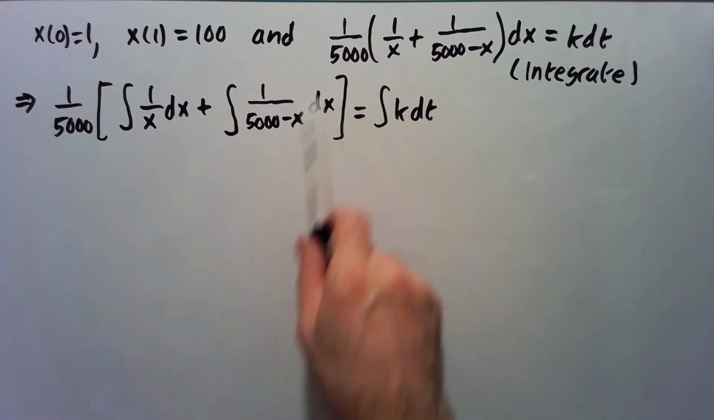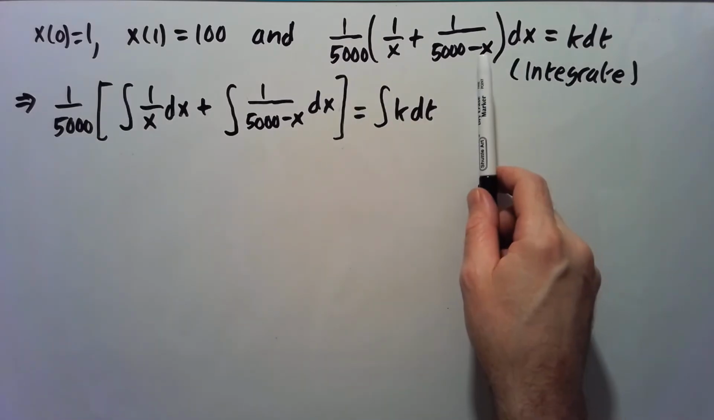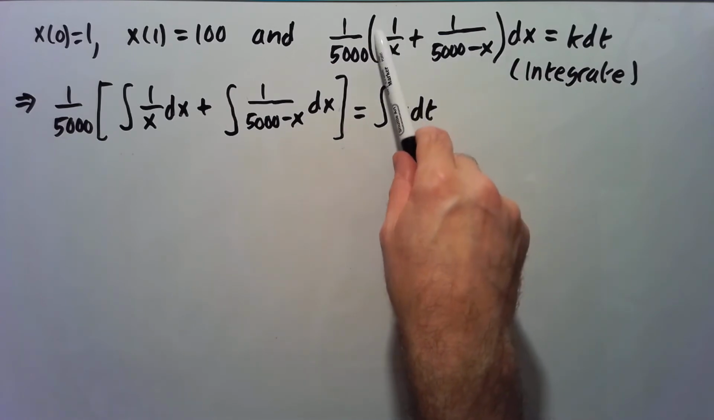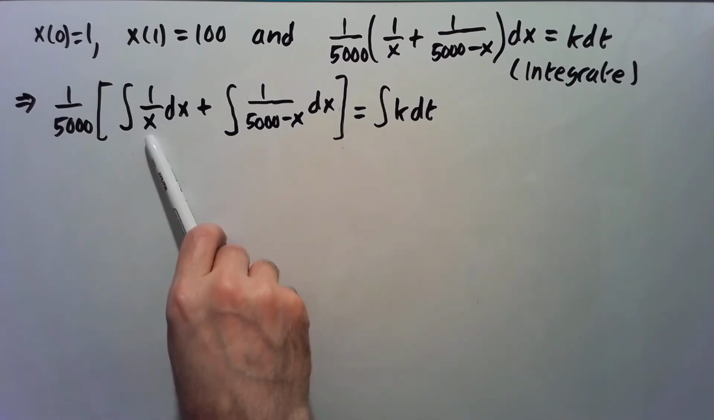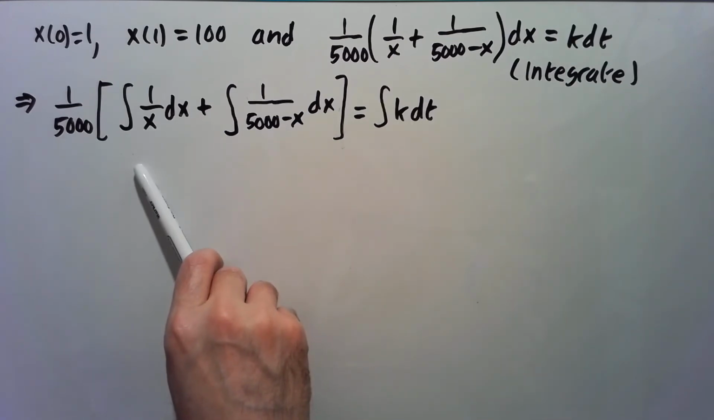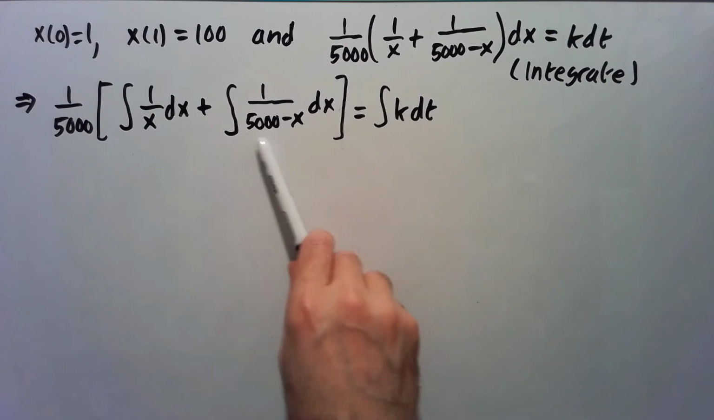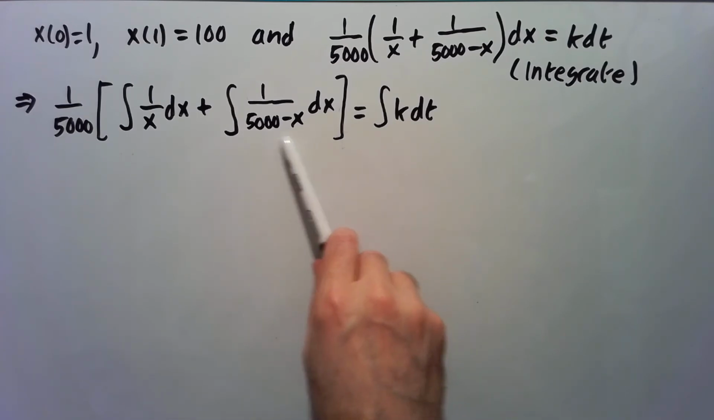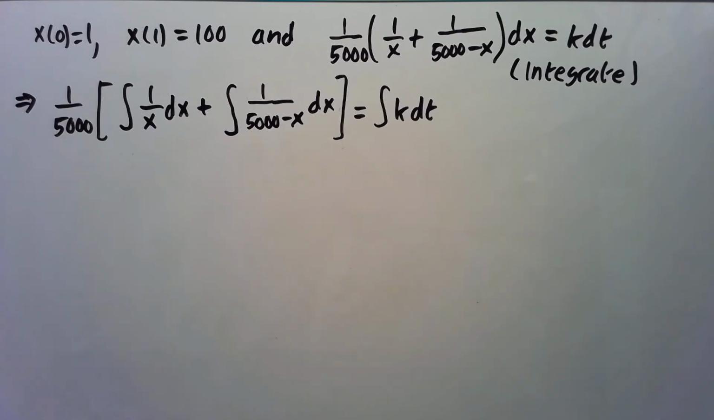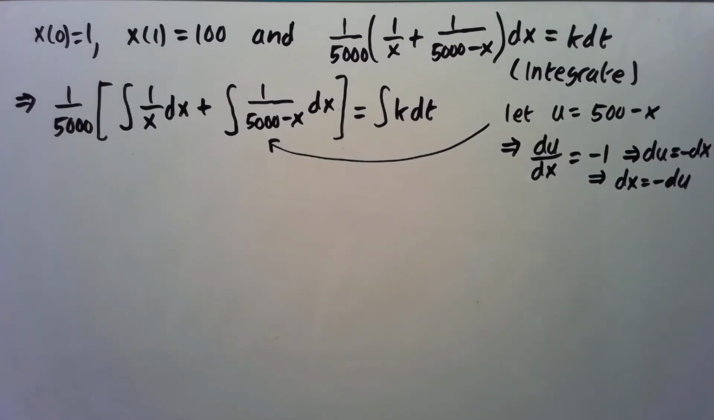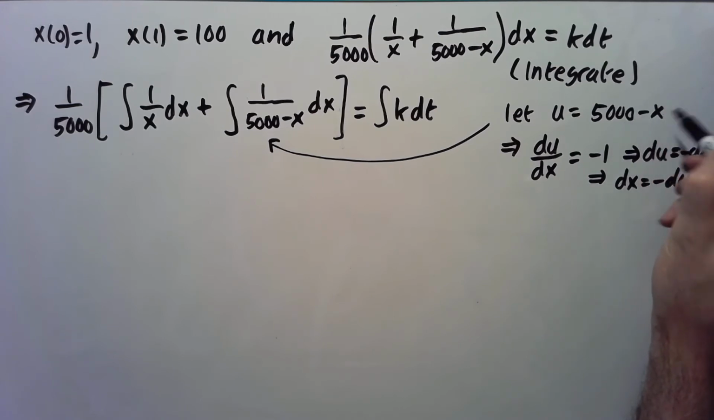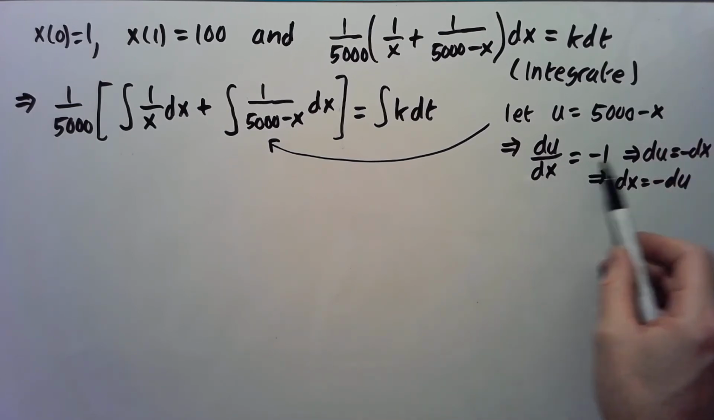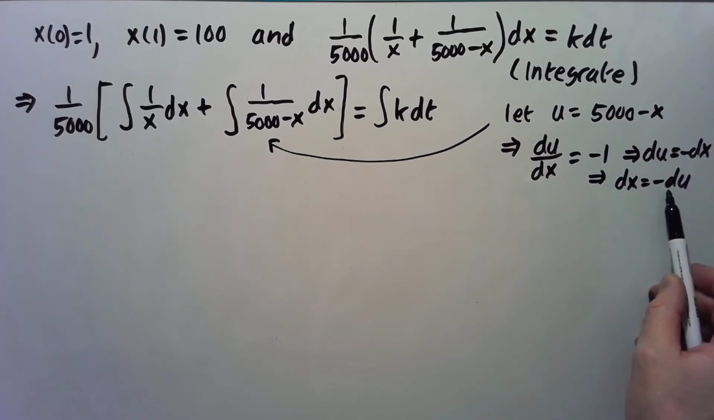So integrating both sides, I pull the 1 over 5,000 out, and using the linear property of integrals, I can do the integral of the first guy plus the integral of the second guy here, then the integral of this guy over here. Now the integral of 1 over x will be just ln of x, and for the integral of this guy, we're going to make a u substitution. We're going to let u equal 5,000 minus x. Then du dx would be minus 1, so du would be minus dx, or dx would be minus du.